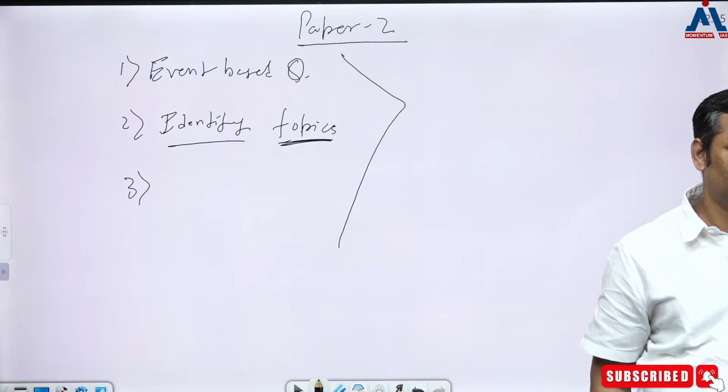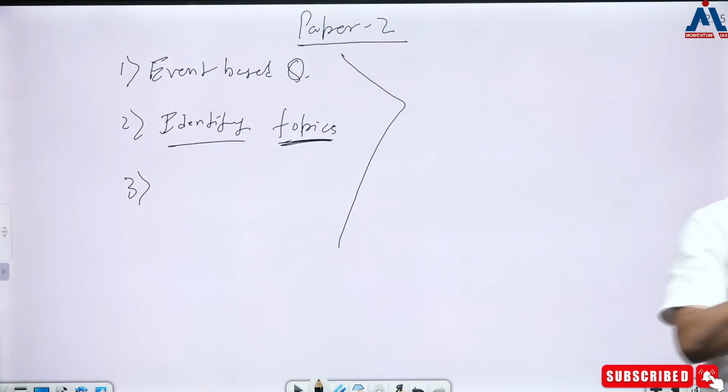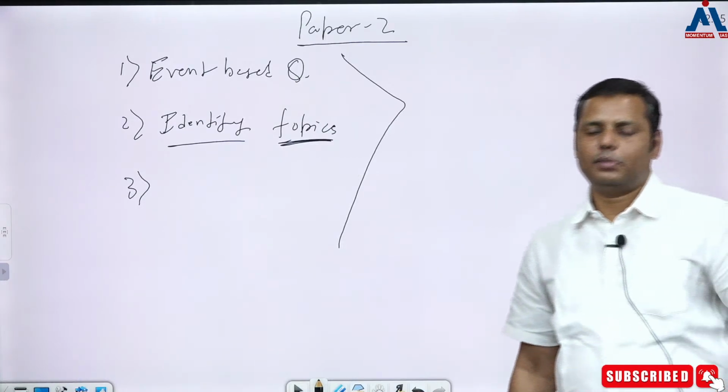I guess no. How to approach GS, sir? In history, do you have optional? Yes. History optional. Okay. In that case, what problems happen?